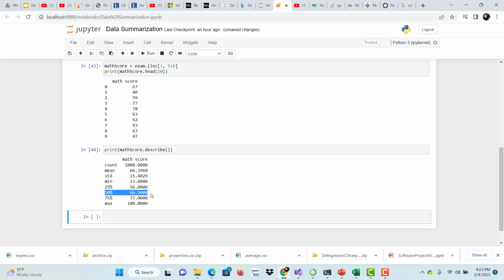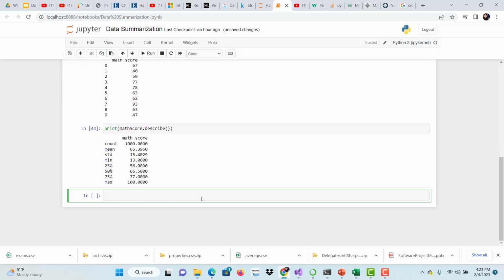So the median is 66, which means half of the people are under 66 and half of the people are above a score of 66. That's pretty good information.